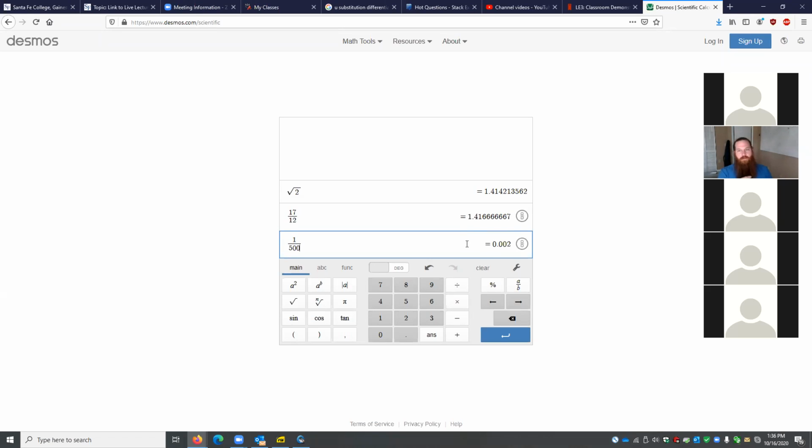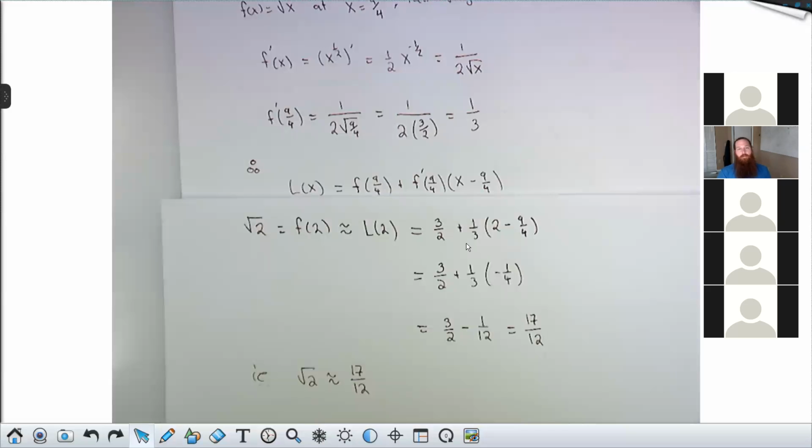You're off by less than 0.2%. Pretty good approximation right there. The calculator is actually doing something very, very similar to this when it approximates the root 2, when it gives you that decimal. It's just using a few more terms of the power series, and I'll be able to teach you all about that in Calc 2.